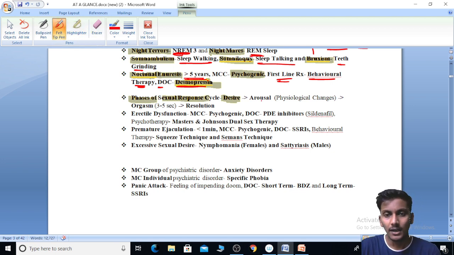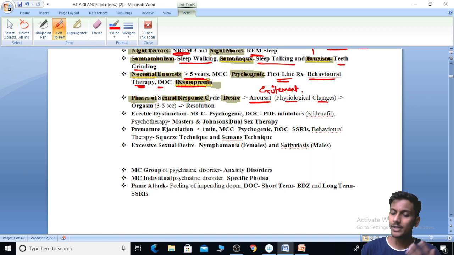The second phase would be arousal, also known as excitement, in which all the physiological changes would be seen. Once the person is aroused, these physiological changes can be seen: penile erection, vaginal lubrication, erection of the nipples, usually in females, and thickening of the labia minora and the clitoris.